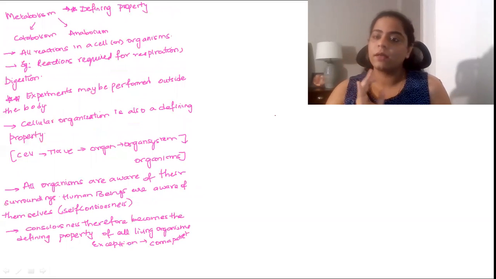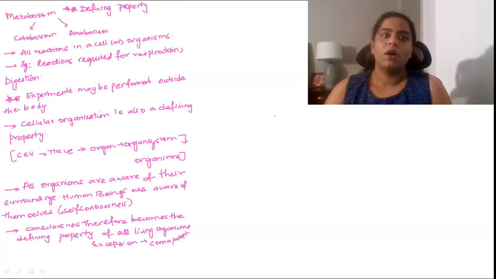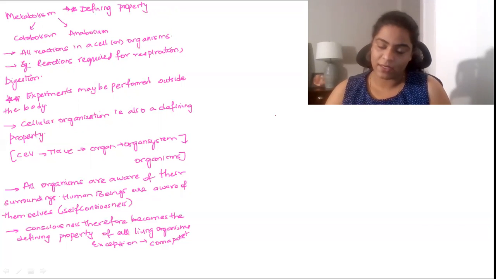Now, an important defining property of humans, and of any living organism, is metabolism. Metabolism is the defining property that occurs only in living organisms. It does not occur anywhere else. So what is meant by metabolism? It consists of two reactions: catabolic reactions and anabolic reactions.